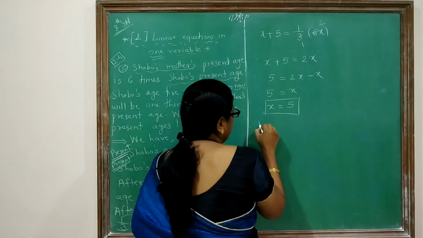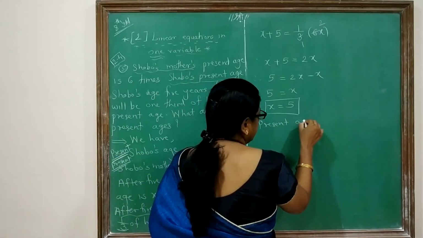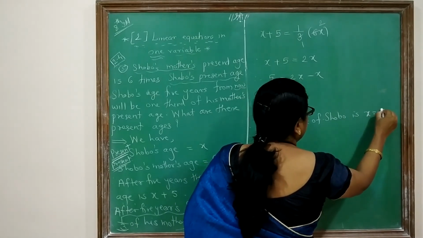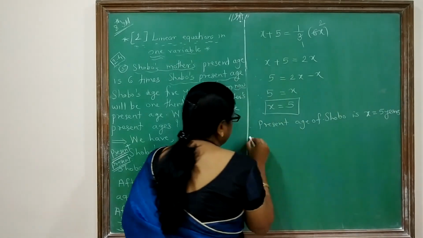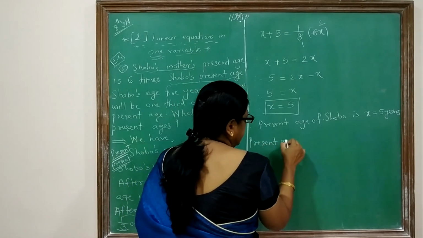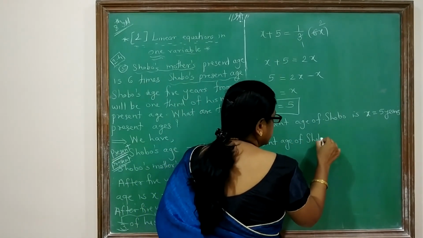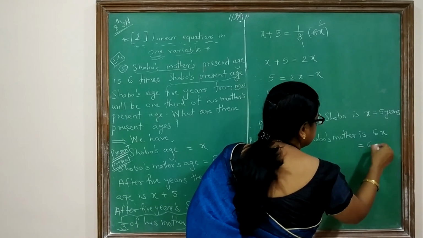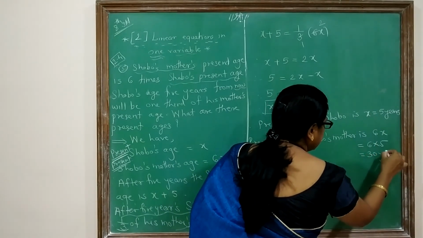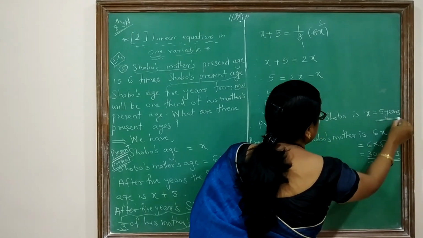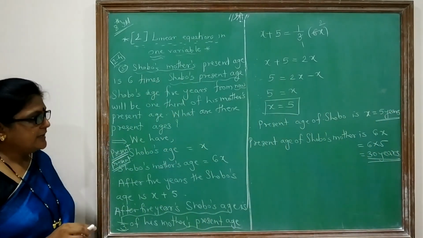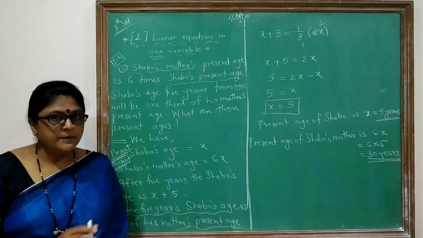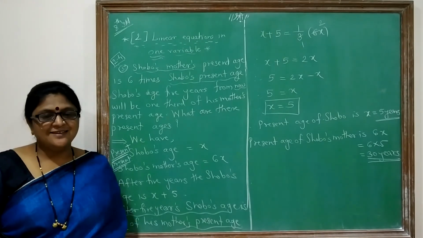Then you will write here present age of Shobo is x equal to 5 years. And your next sentence is present age of Shobo's mother is 6 into x, that is 6 into 5, that is how many years? 30 years. Means present age of Shobo is 5 years and present age of Shobo's mother is 30 years. And here your 5th question is completed, and the rest we will see in the next lecture.